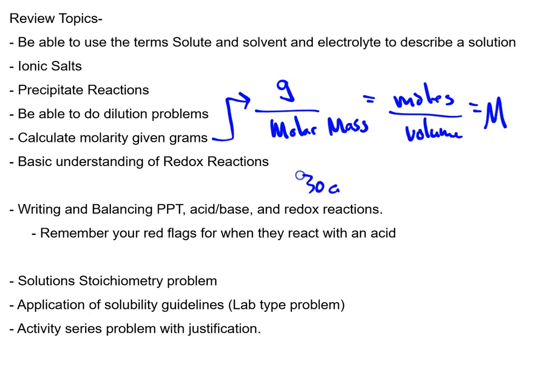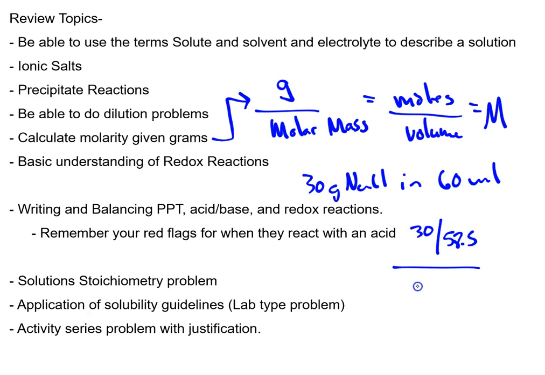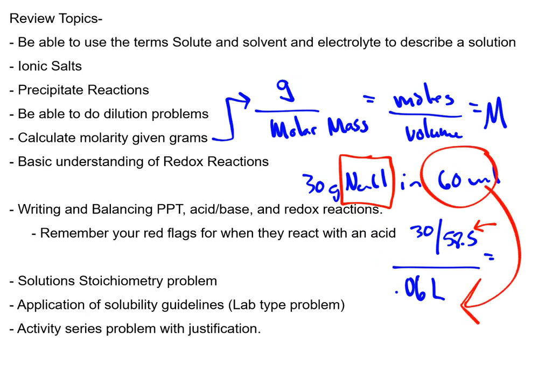So if you have 30 grams of NaCl in 60 milliliters, you would take 30, divide it by 58.5, and divide that answer by 0.06. 0.06 liters, and that would be your molarity. Tell your person next to you, where did the 58.5 come from? That's the molar mass of NaCl. Where did the 0.06 come from? That's what this is in liters. All right? And the 30 was the given. So divide your mass by the molar mass and divide your answer by the volume.